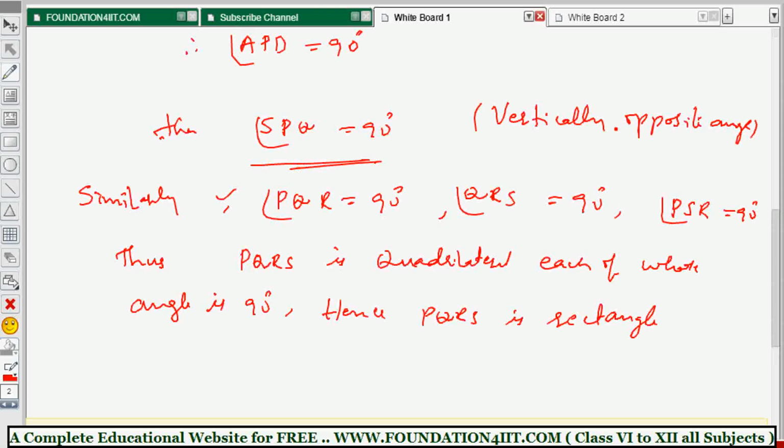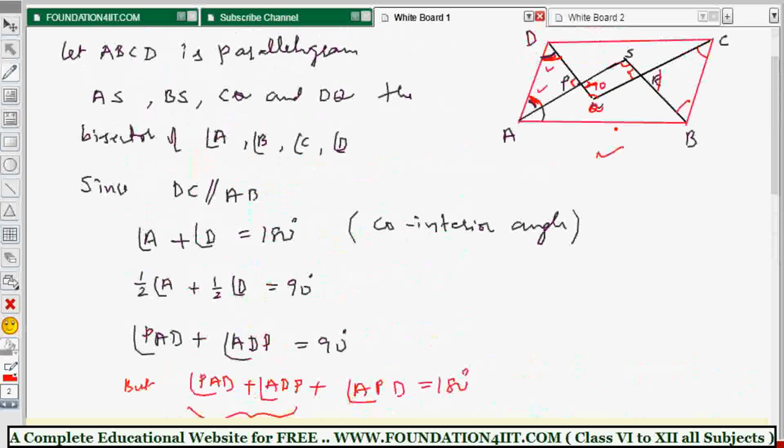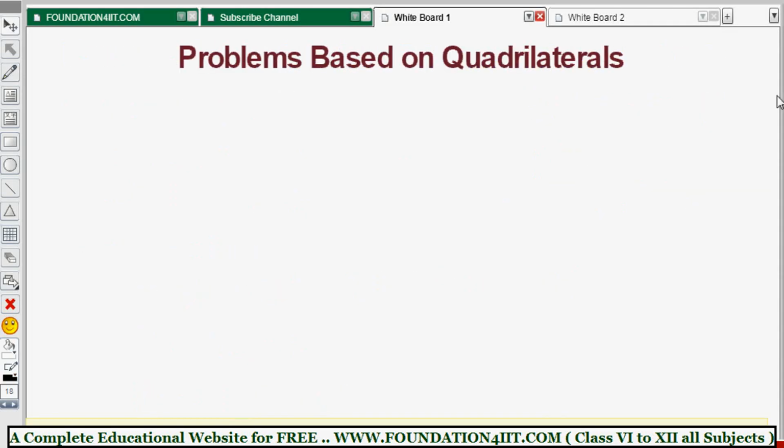Now I will show you some numerical problems related to this quadrilateral topic, and how questions will come based on these theorems and properties. Problems based on quadrilaterals. Let us see how the questions will come from this topic. Let me explain some problems, and you can find other sums also related to these. Few problems you'll see based on these quadrilaterals.